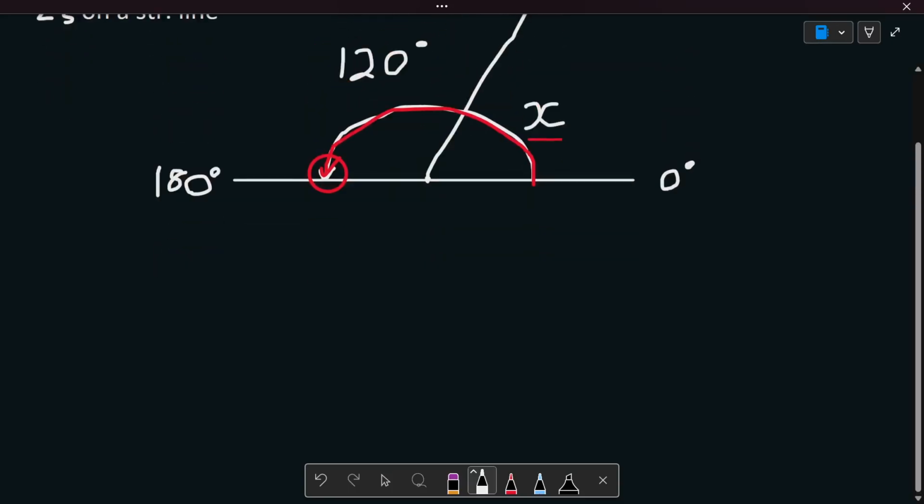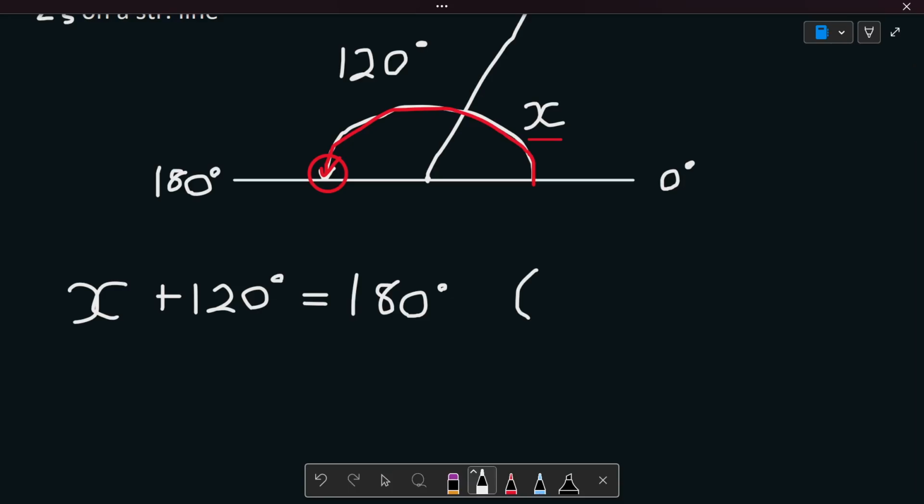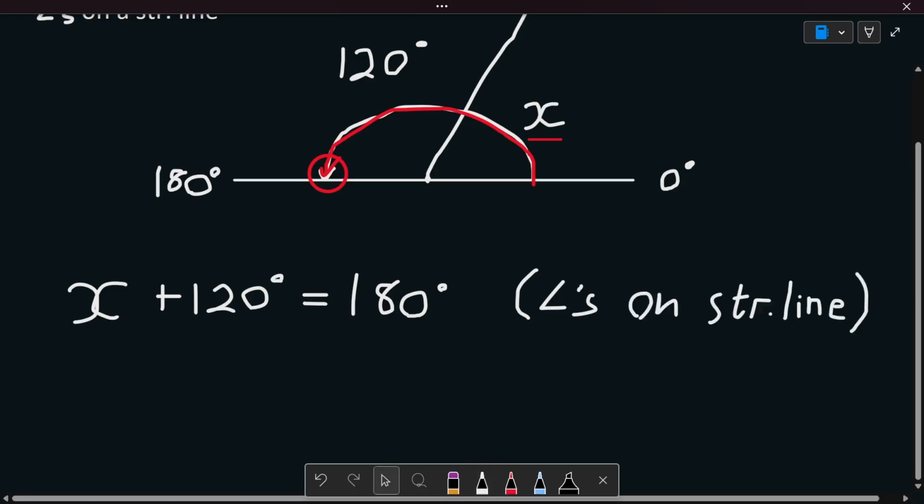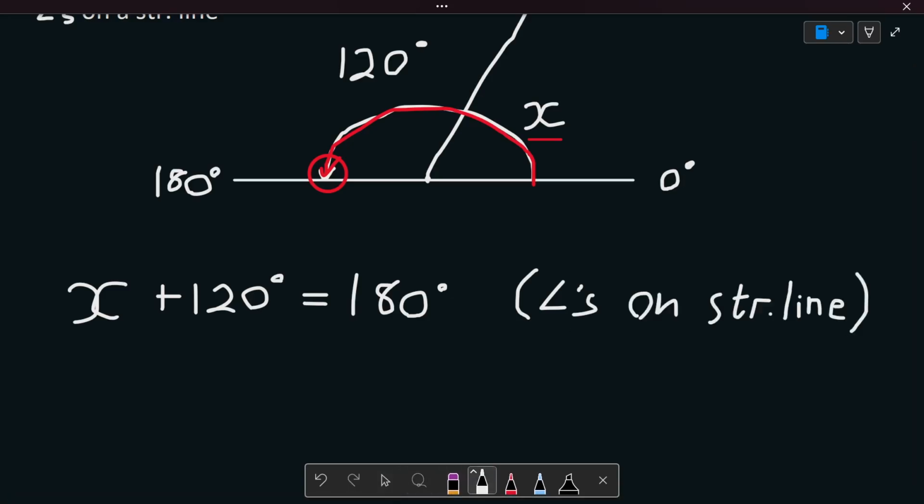When you are applying this, we are basically going to do this. Like I said, if you add the two angles together, you'll get 180 degrees. So if we say X plus 120 degrees, we will get 180 degrees. Now take note, this is the part where we actually give the reason. Leave a little space between the equation and the reason. So we're going to say the reason is angles on a straight line. So that is our reason.